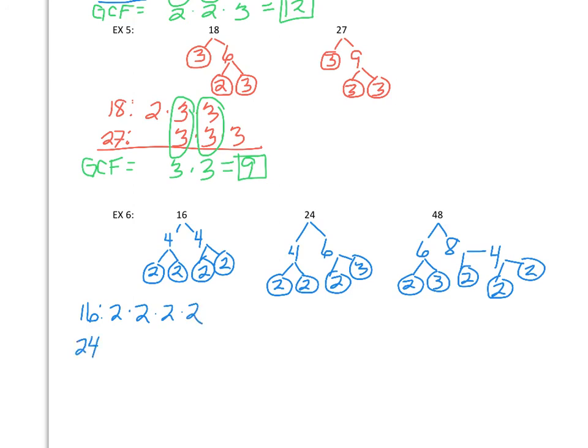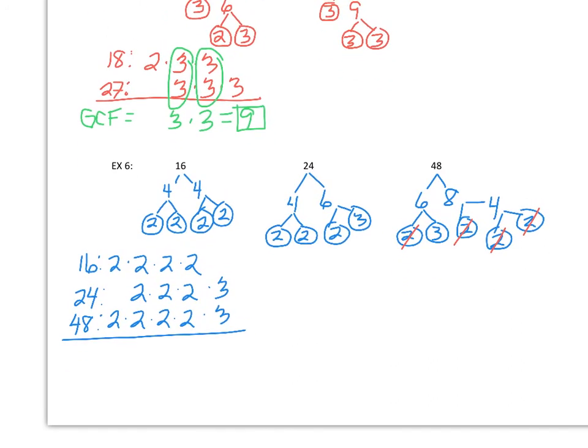24 has 3 2s and a 3. So I'm going to line it up underneath the last of the 3 2s here. And then 3 gets its own column because it has nothing to line up with. 48 has 1, 2, 3, 4 2s and then a 3. So I'm going to line it up here. 1, 2, 3, 4, and then it has a 3. Draw a line. I'm going to move this up a little bit.